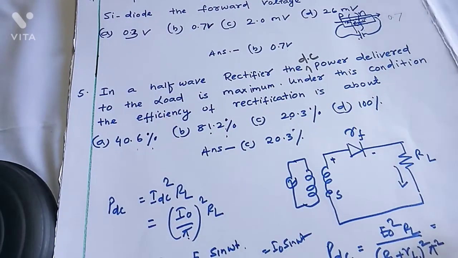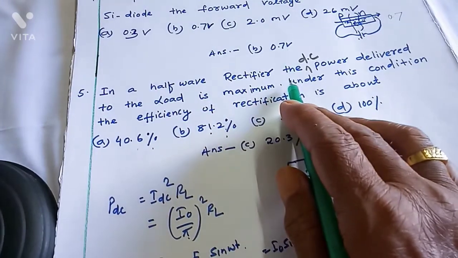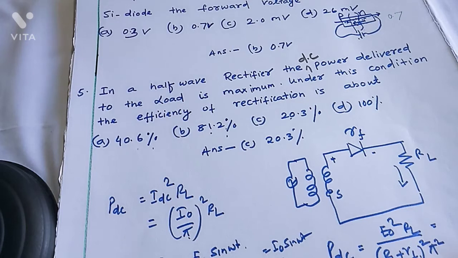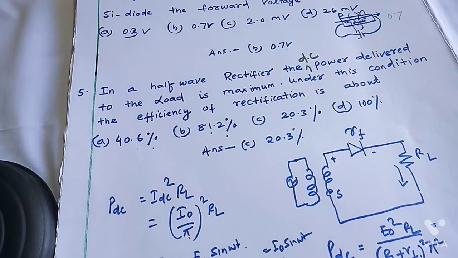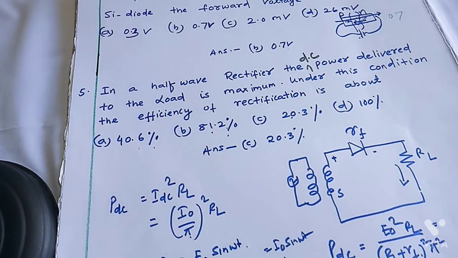Now next question. In a half wave rectifier, the DC power delivered to the load is maximum. Under this condition, the efficiency of rectification is about 40.6%, 81.2%, 20.3% or 100%. The answer is 20.3%.